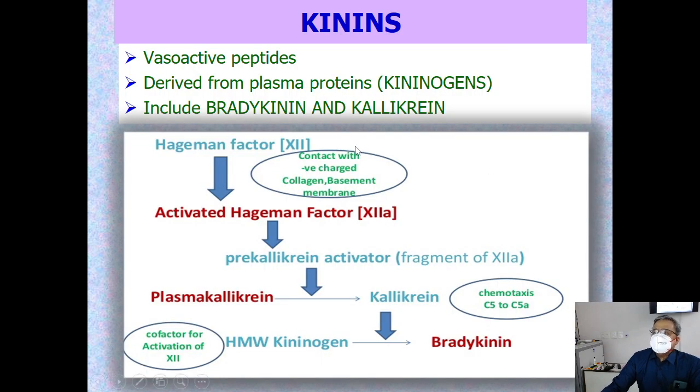Now we come to the kinins. You know about the kinins? Bradykinin, kallikrein, prekallikrein, you must have done it in your biochemistry. They are intricately linked to the clotting factor activation. So when Hagemann factor is activated, it also activates the prekallikrein activator, which converts plasma prekallikrein to kallikrein. Kallikrein is also chemotactic, but more importantly, it converts high molecular weight kininogen to bradykinin. And bradykinin is an important inflammatory mediator.